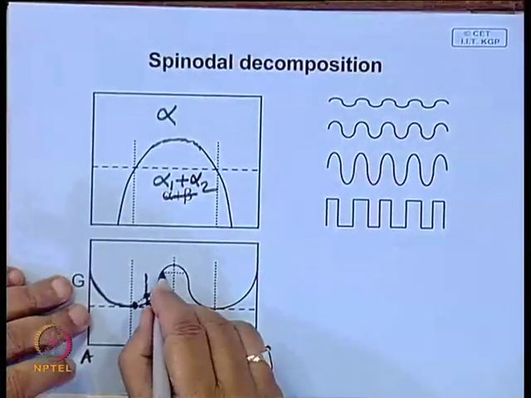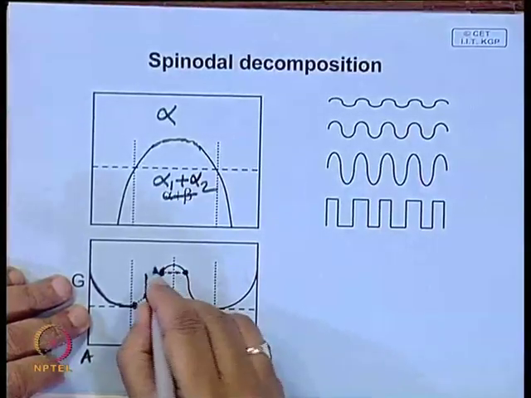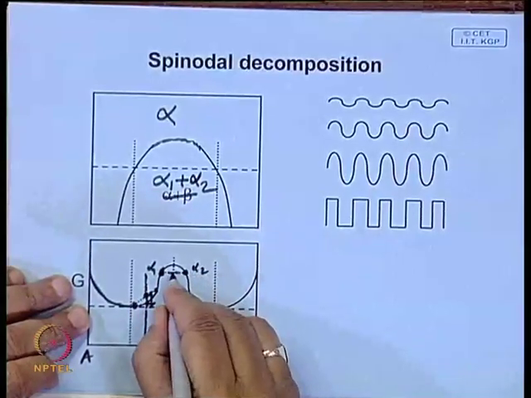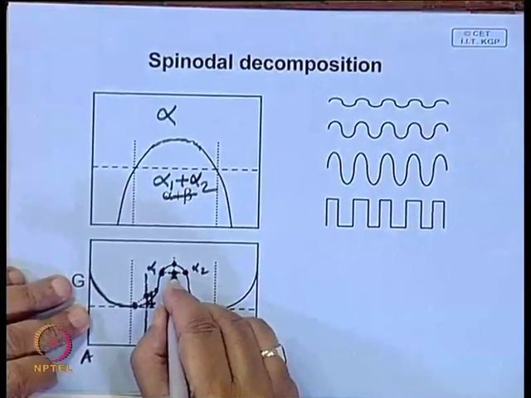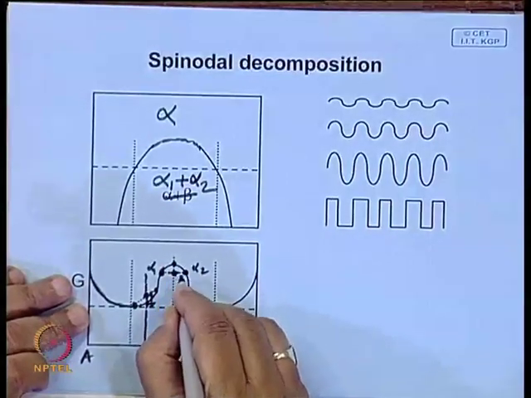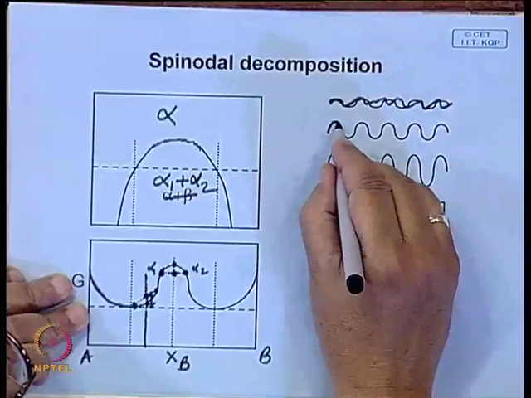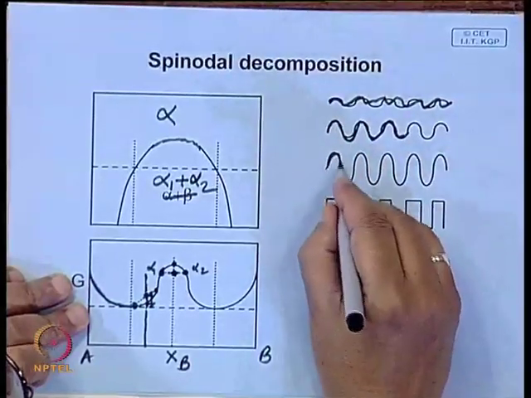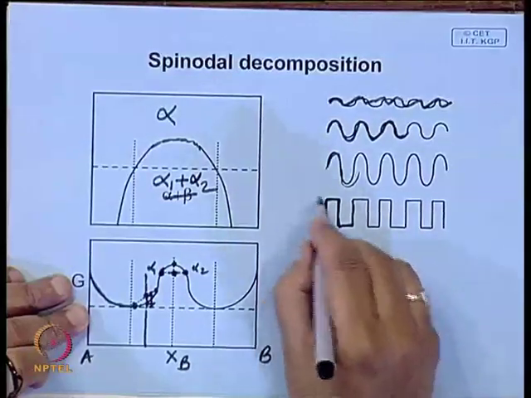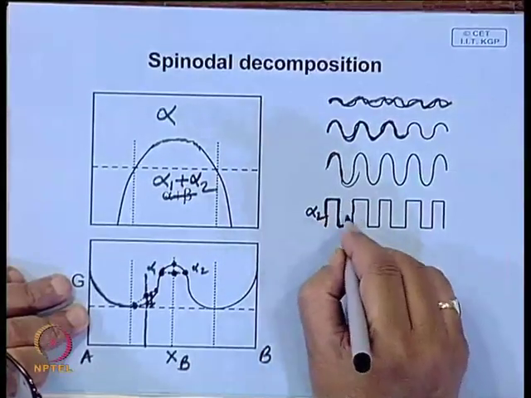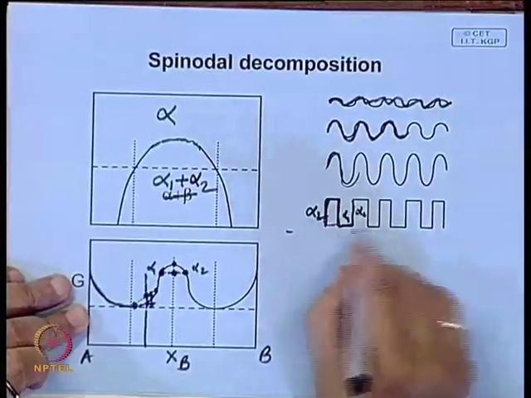Whereas, if you look at somewhere here, if there is a small fluctuation, so this is alpha 1, this is alpha 2, and the free energy of the mixture is this, free energy of the solid solution is this. So, that means here this fluctuation will be stable and it will grow. So, say this fluctuation is there, it is trying to grow like this, it has grown and finally, it has formed this precipitate. So, suppose this is alpha 2, this is alpha 1, this area is alpha 2.